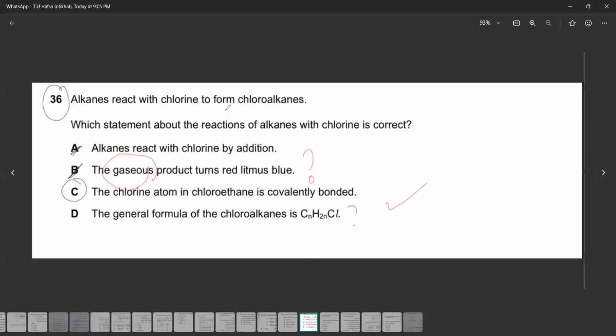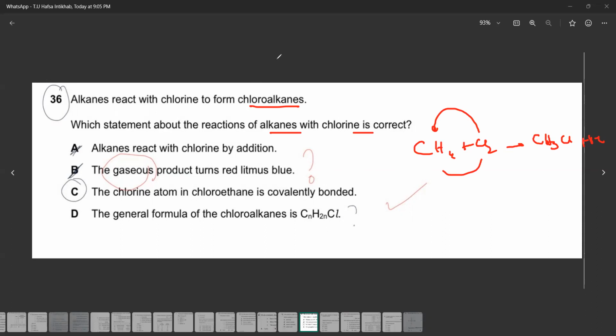The next question: alkane reacts with chlorine to form a chloroalkane. Which statement about the reaction of alkane with chlorine is correct? So alkane is reacting with chlorine. One chlorine enters, one hydrogen leaves, so it will form CH3Cl, and HCl will be there as the product.